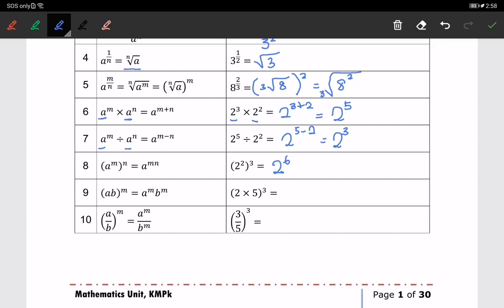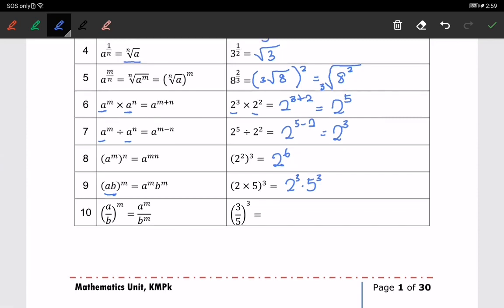Alright, class. Look at the 9th property. We have different bases here. a times b, to the power of m, is equivalent to a to the power of m times b to the power of m. Remember, class, any term in the bracket must be to the power of m. So therefore, if we have 2 times 5 to the power of 3, this is equivalent to 2 to the power of 3 times 5 to the power of 3. Every value in the bracket must be to the power of 3.